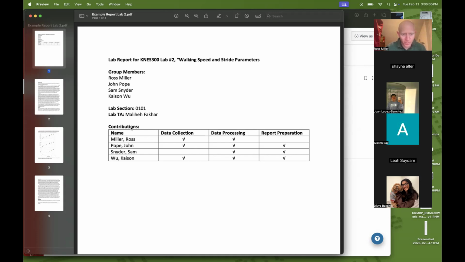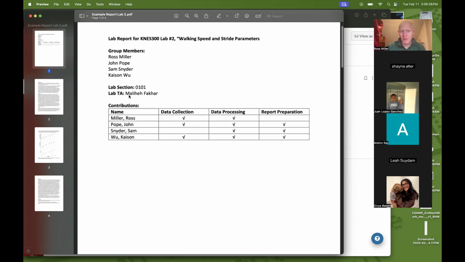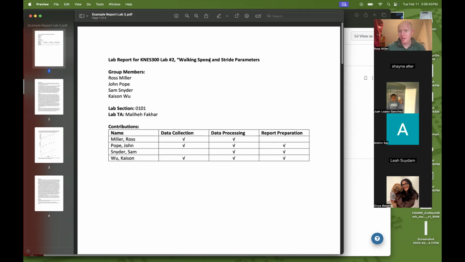Make sure on the front of your lab report, your cover page should look something like this. Give it a title and make it clear that it's Lab 2 for this class, and the names of all your group members, your section, and your TA. And then make sure you include this contributor table down here.